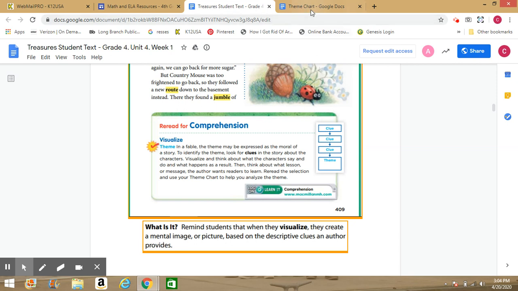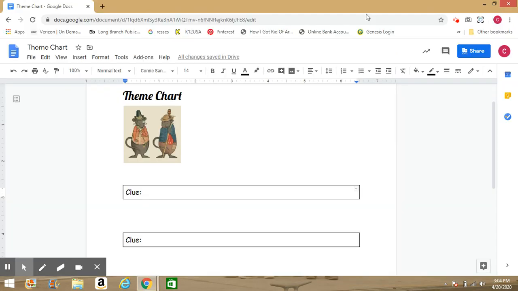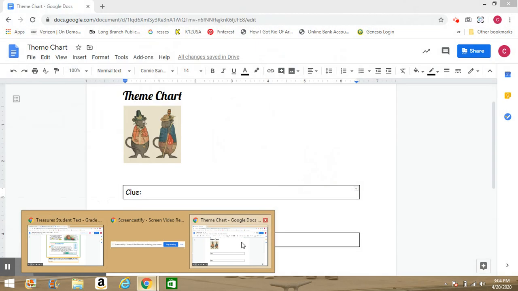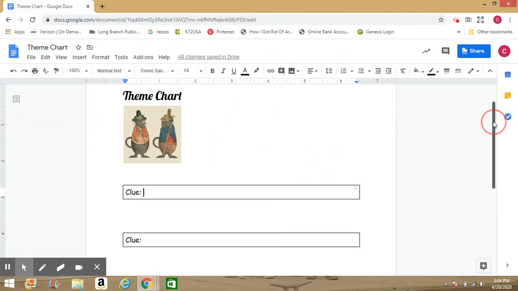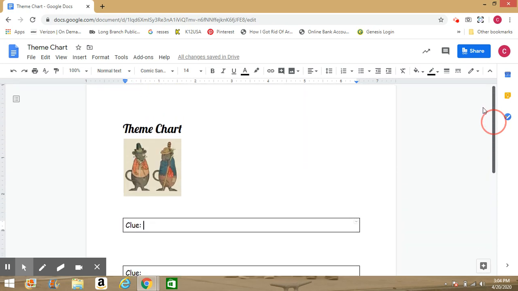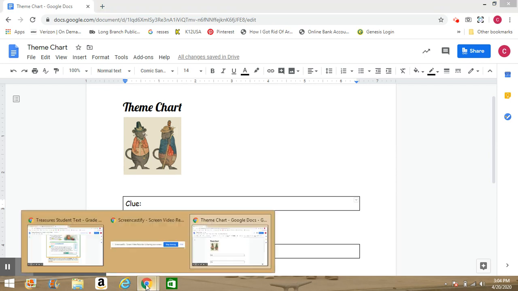I'm going to give you a copy of one that looks similar, not exactly the same, but similar. Sorry, it went a little crazy. That is your chart that you're each going to get a copy of in your Google Classroom. So you're going to use this chart. We're going to fill in some of the clues together, and then you will fill in the last clue and the theme on your own. So let's do some of the first clues together.